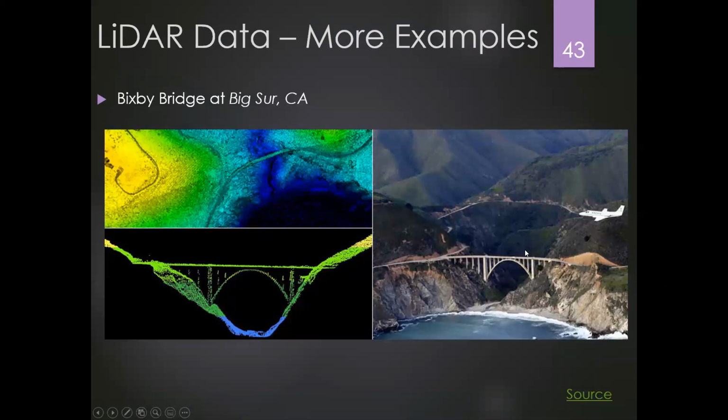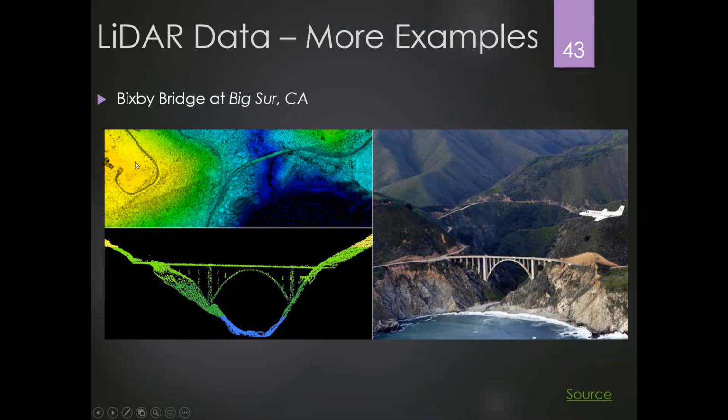Okay, and here another image. This is a real color picture of a bridge. This is a LiDAR image taken when the sensor is flying toward this bridge or away from the bridge. And this is a LiDAR image when the sensor is flying over this bridge. So this is a bridge, right?